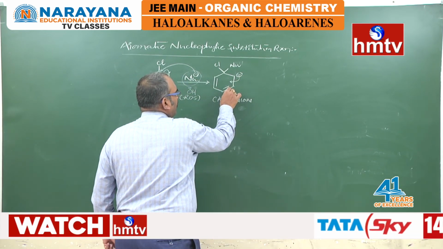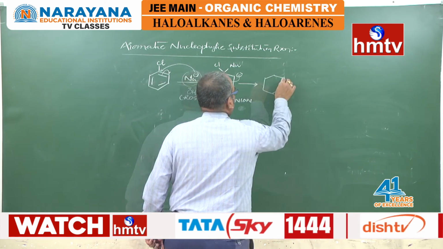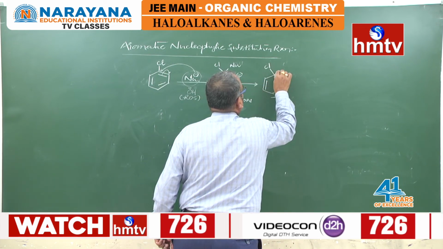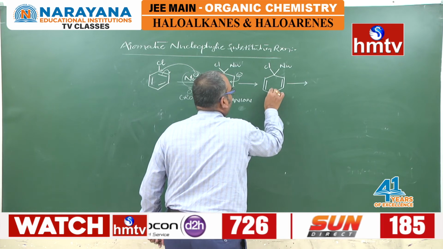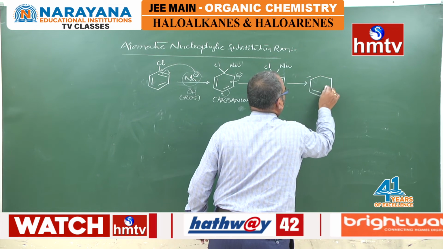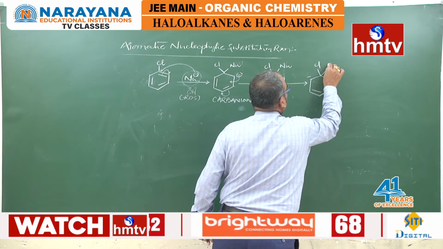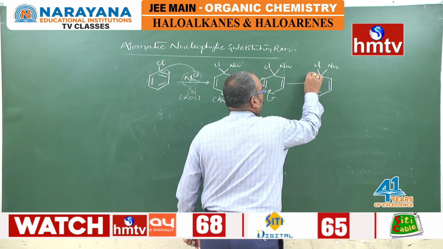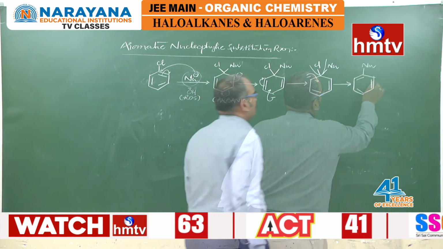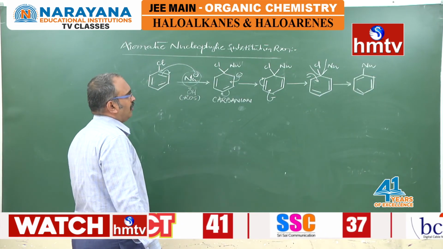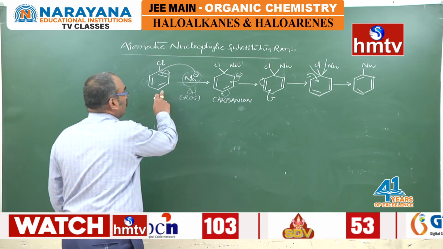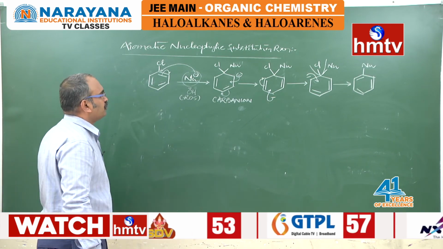So, it will move in, the negative charge moves around the ring, with double bonds, Cl and Nu. When this negative charge comes here, chlorine goes out, and the Nu-C bond forms. This is how a nucleophile displaces chlorine under drastic conditions when there are no electron withdrawing groups.